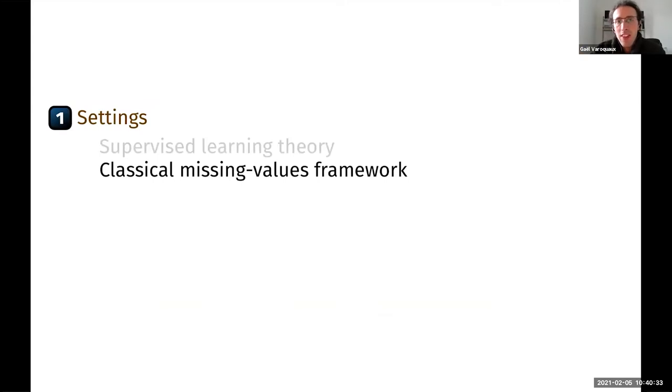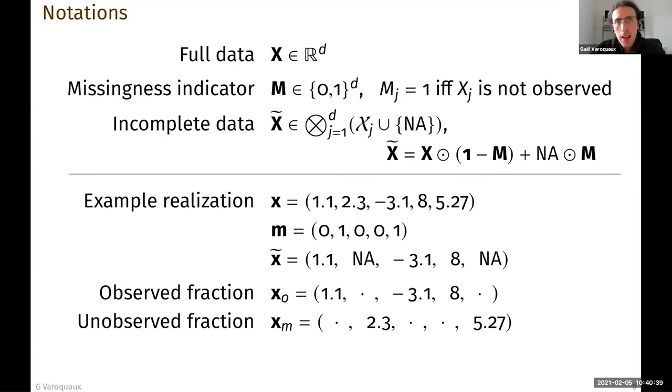And now let's have a look at the classical results for the missing value literature. Here, let me be a bit precise with my notation, because the challenge with missing values is that your observations basically do not live naturally in a vector space because you're going to have missing entries. So in a classical framework, you have full data X that lives in a vector space, and you're given a missingness indicator, which is a binary mask of the same dimension as the full data, which tells you whether you've observed a feature or not.